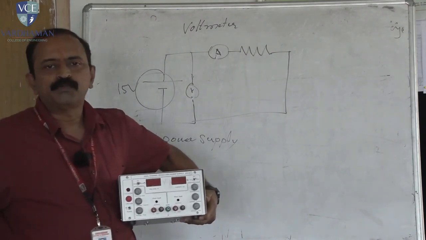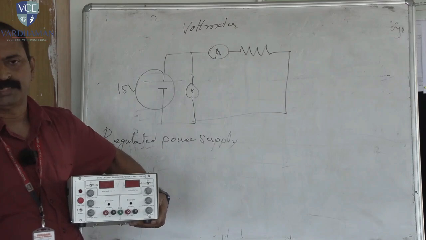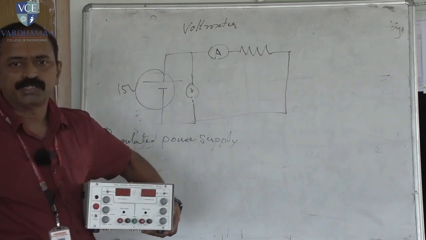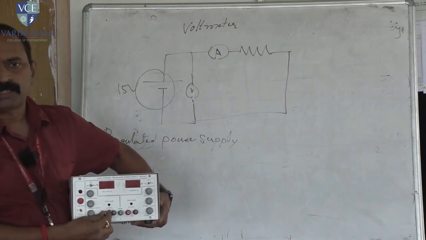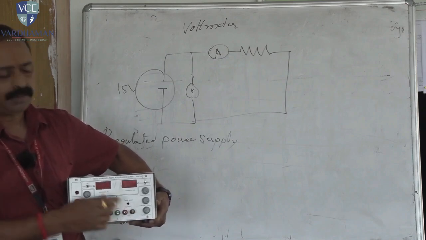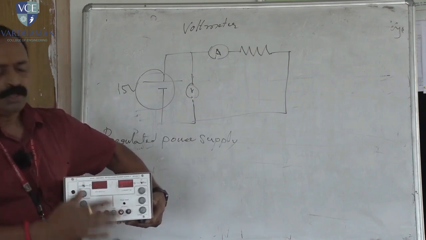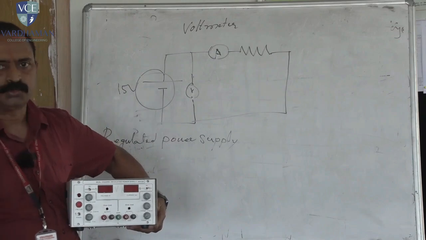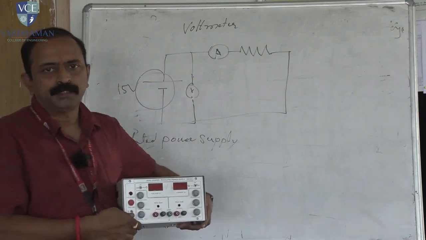Suppose in some circuits we need to take both voltage sources. It is having two sides of voltage sources. There we can use the dual power supply: set some voltage in the first channel, set some voltage in the second channel, keep this knob in any way, and both voltages will work on the circuit. Then we will use dual regulated power supplies.